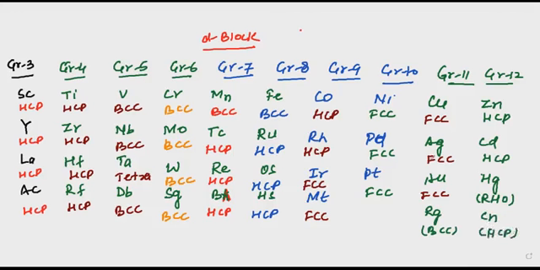So this is the periodic table related to solid state, and it explains how many elements form how many types of structure. This is the first video of the periodic table related to the solid state.